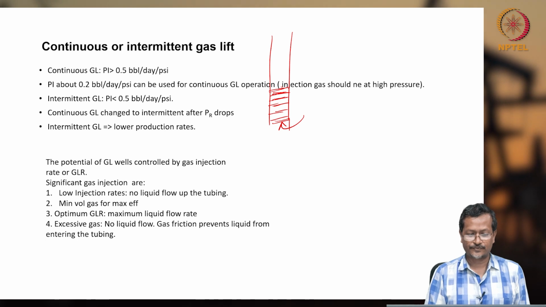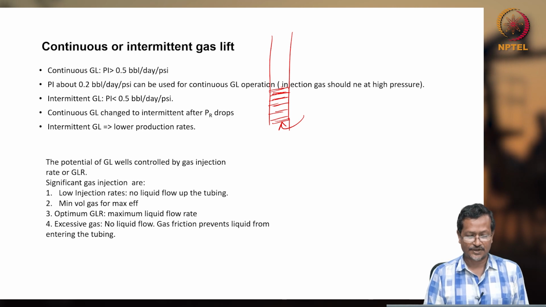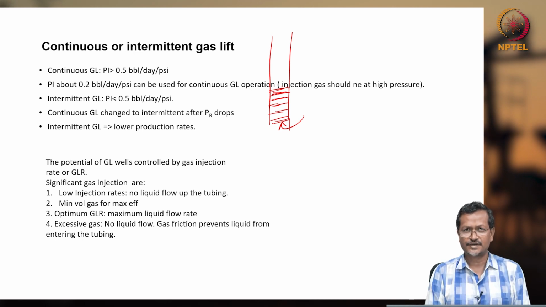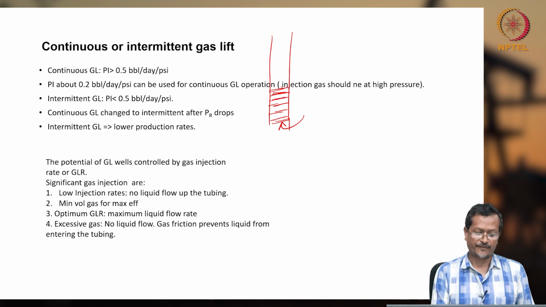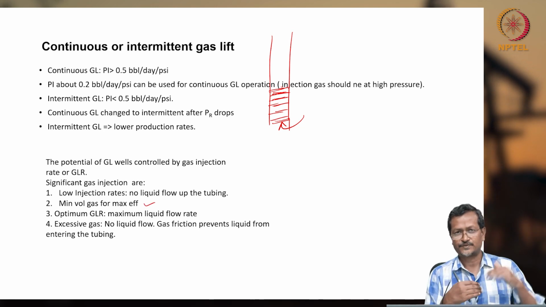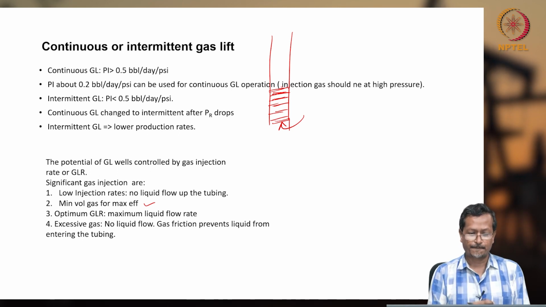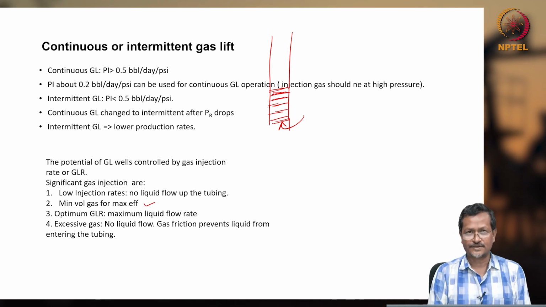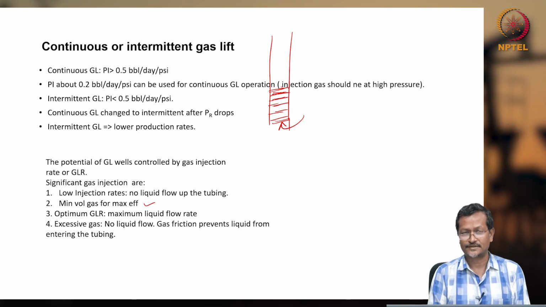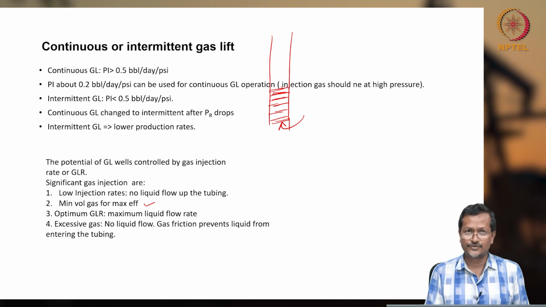The potential of gas lift wells is controlled by gas injection rate or GLR. Significant gas injections are low injection rate. When injection rate is very low, normally the production rate will be lower definitely. Minimum volume gas for maximum efficiency: sometimes you think of the maximum efficiency of the whole system, so in that case you try to inject minimum volume gas, but the optimal volume will be where we get the maximum liquid production rate, so that will be the optimal production rate. If you are giving excessive gas, production rate will not increase, it will decrease further, because the gas may create annular flow or mist flow, so that will not give higher efficiency, rather it will reduce the efficiency.